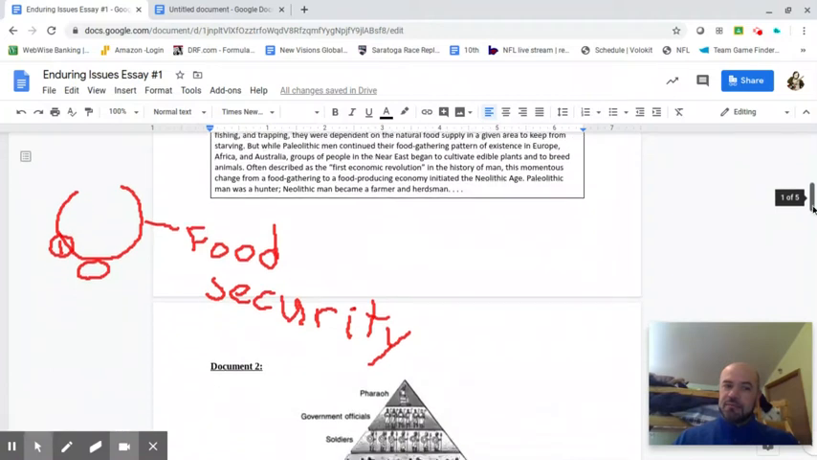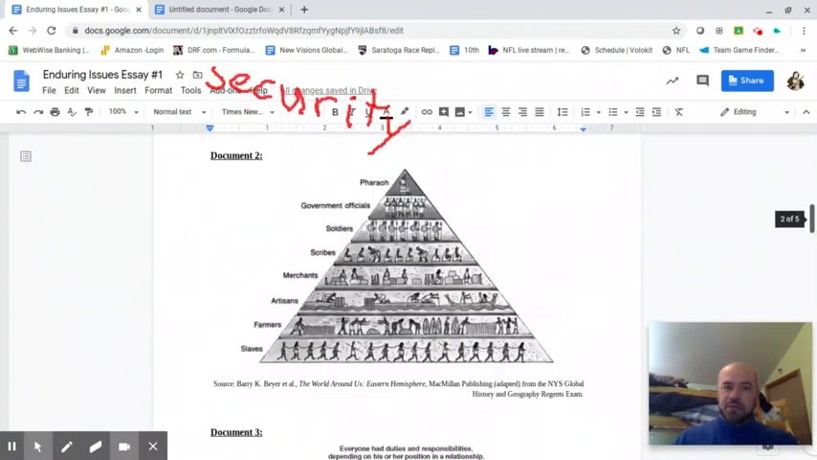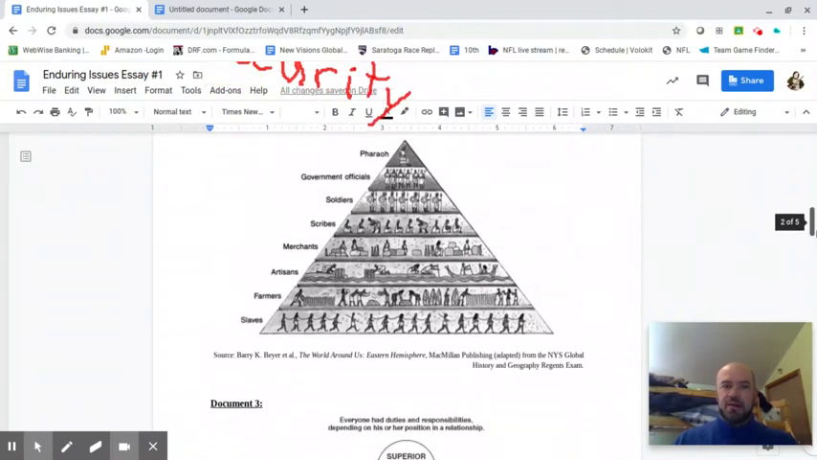Let's see if I scroll down. Yeah, I'm going to lose the writing, but I'll come back to it. Here in document 2, I see that there's a whole bunch of people. Remember, the largest populations are at the bottom of the pyramid. You get a whole bunch of people who are farmers and slaves, and they're providing food security to the Egyptian Empire.